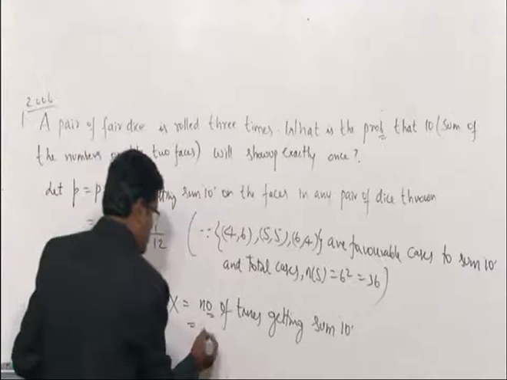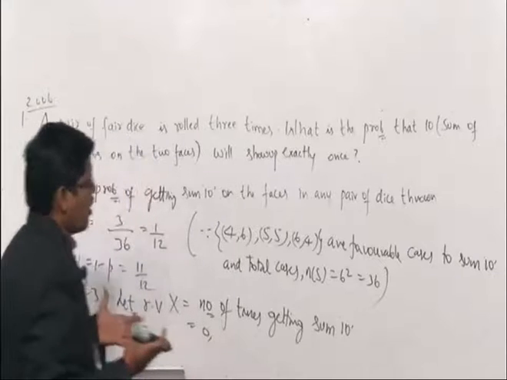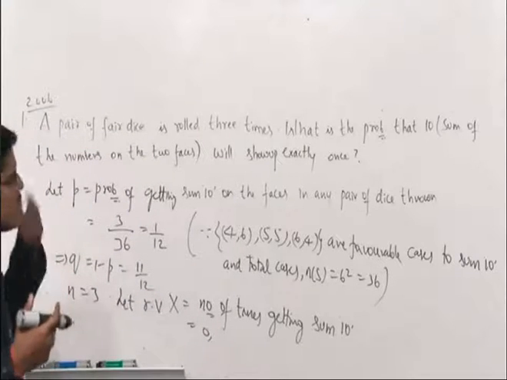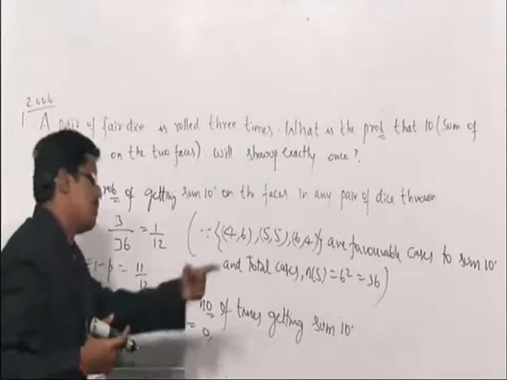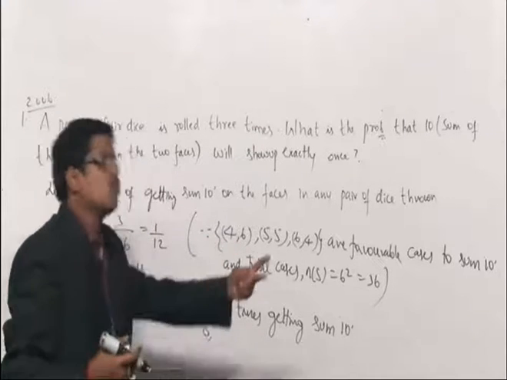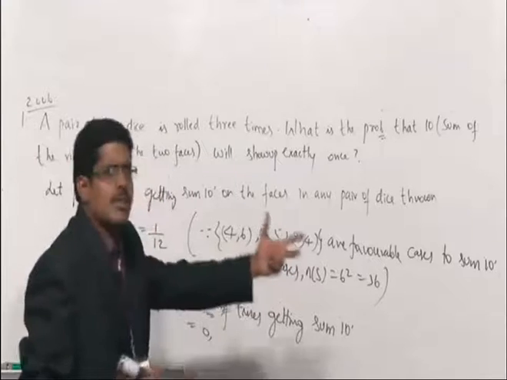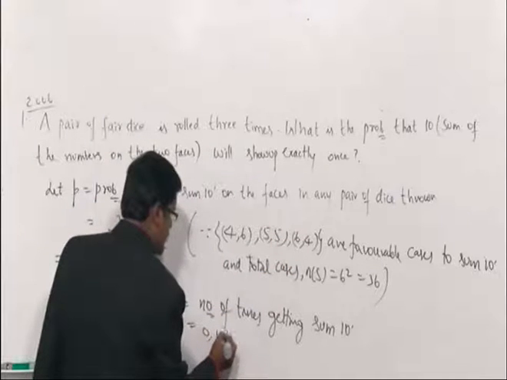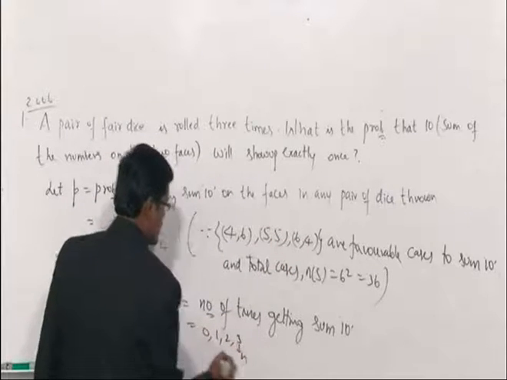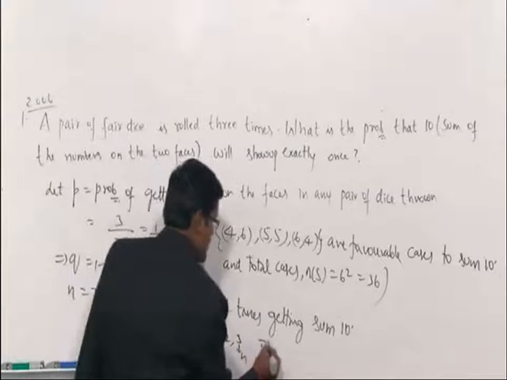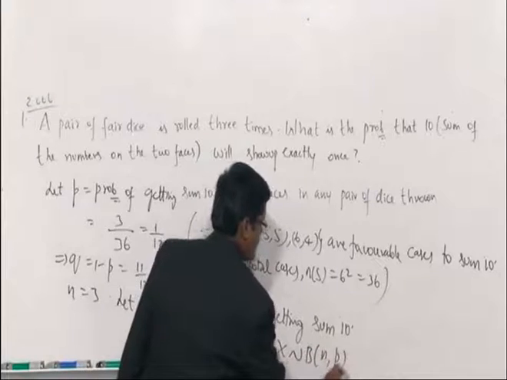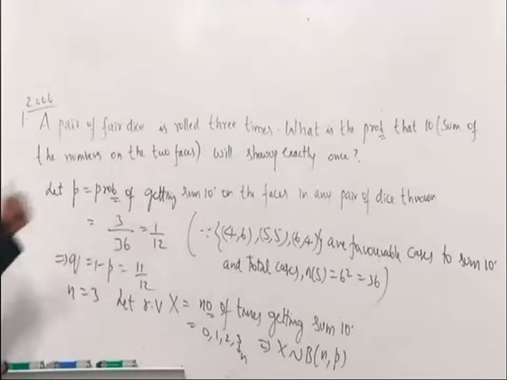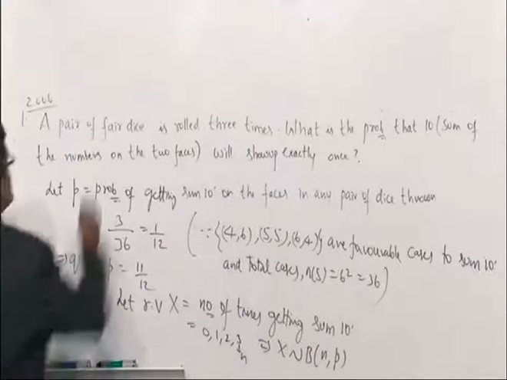That means x value is 0. Out of 3 times of throwing 2 dice and getting sum 10, you may get only 1 time, only 2 times, or all times getting sum 10. So x value is 0, 1, 2, 3. The last value is n. That means X follows binomial distribution with n comma p, where n is 3, p is equal to 1 by 12. X is a binomial distribution.